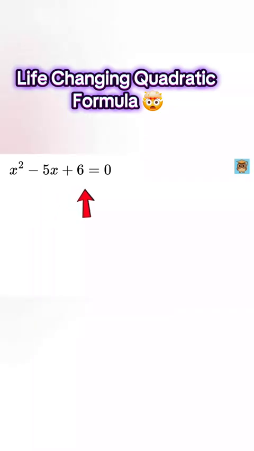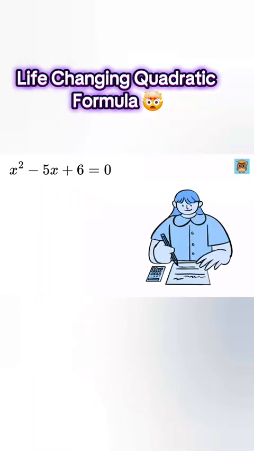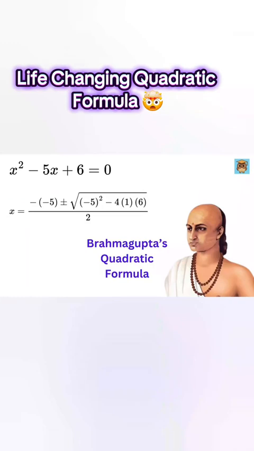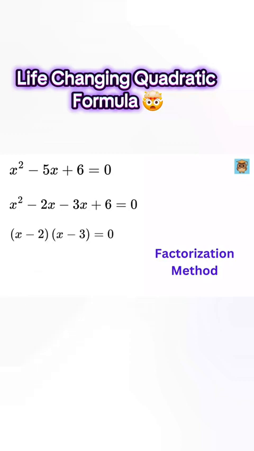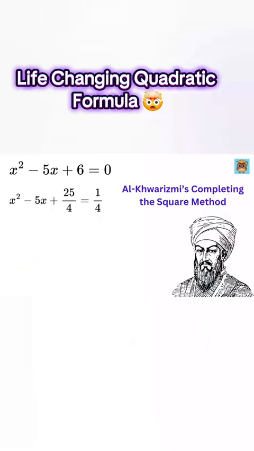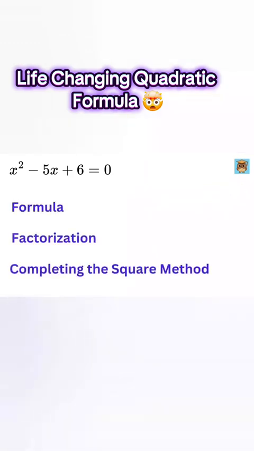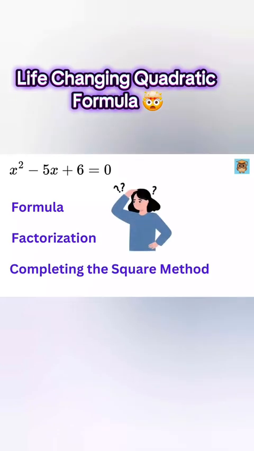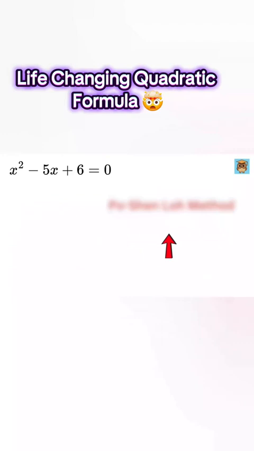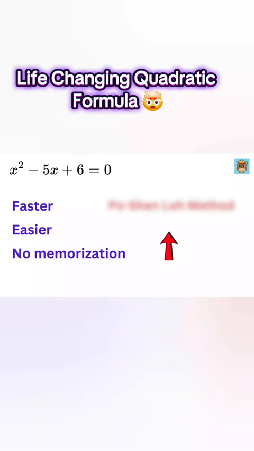If I give you this quadratic equation, you might be able to solve it by either using the famous quadratic formula like this, or by using the factorization method like this, or by completing the square method this way. Right? But all of them require you to either depend upon your memory or use a guess and check method. But what if I told you there's another method that is faster, easier to understand, and doesn't depend so much on memorization or trial and error?